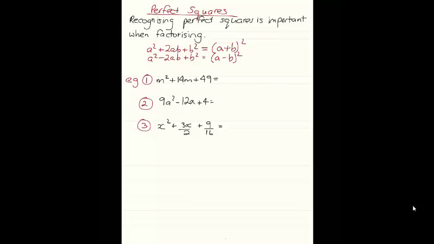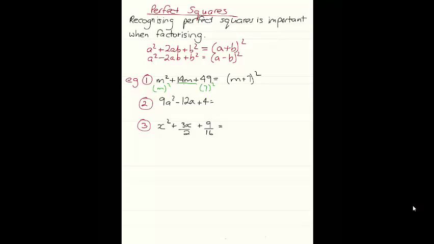m squared plus 14m plus 49. Well, m squared is obviously m squared. 49 is 7 squared. So then let's have a look. 7 times m, and then double it would be 14m, and that's exactly what we've got here. So instantly we know this is a perfect square that I can factorise to (m plus 7) all squared.